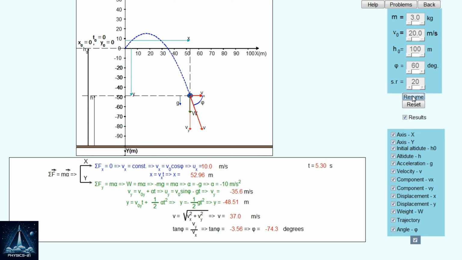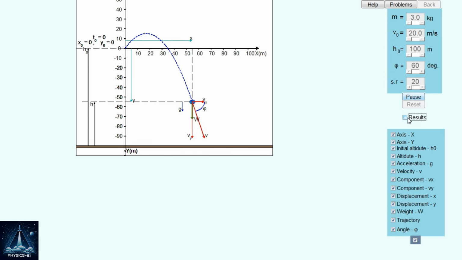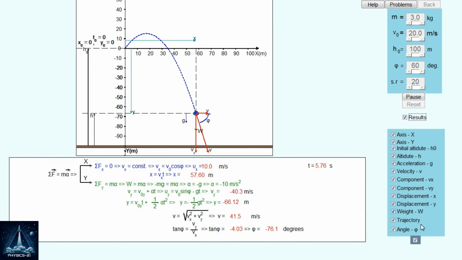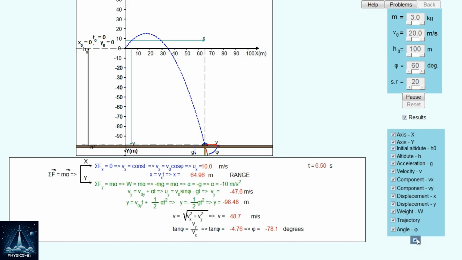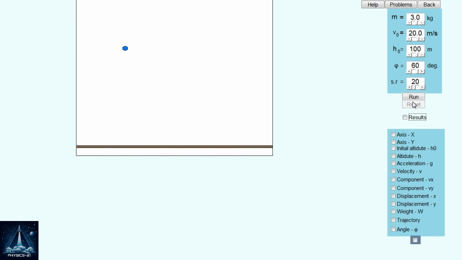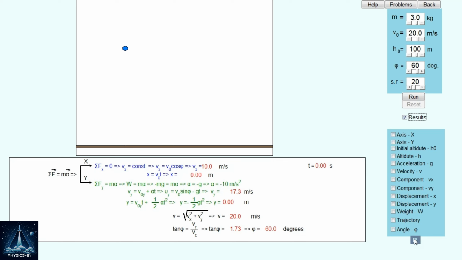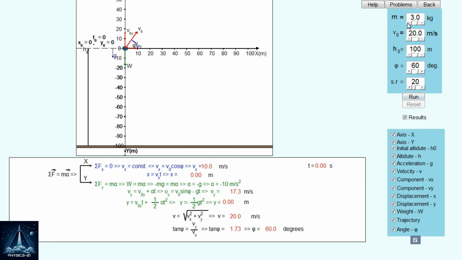We can interrupt the motion, hide the table of results, and also hide the vector quantities of the phenomenon. We reset the simulation to its initial environment. We can choose various combinations of parameters and start the simulation.